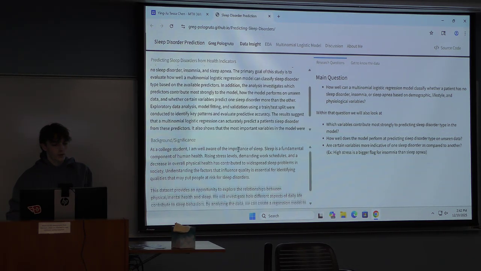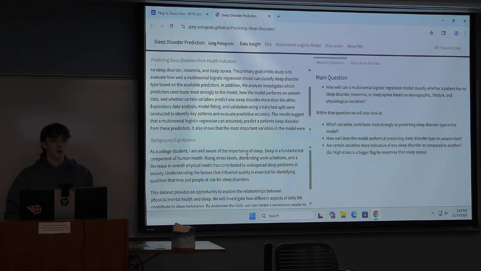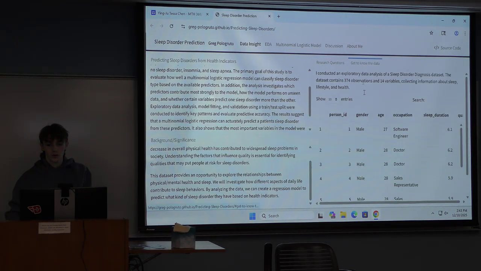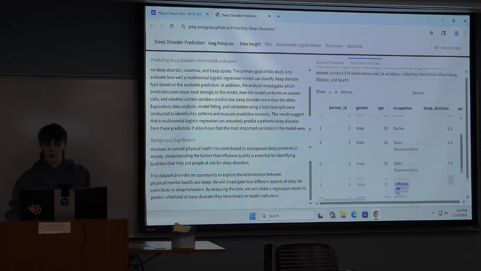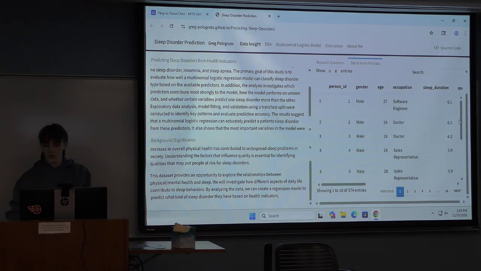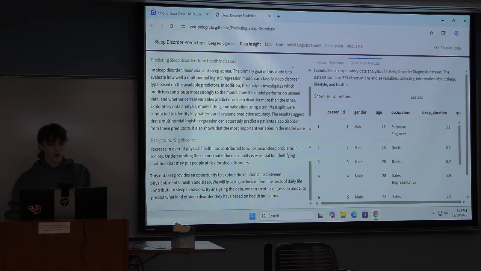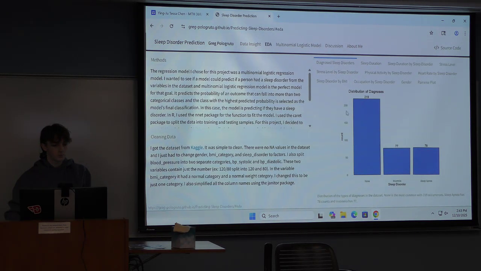And then for the background and significance, I'm a college student. We all know how important sleep can be on your personal health. There's many things that go into what kind of sleep you get, like stress levels, work schedules, physical health. So I just wanted to understand what factors actually influence it and which factors can predict sleeping disorders. For knowing the data, I'll look more into the specific variables later. There's 374 observations in this data set and 12 prediction variables.